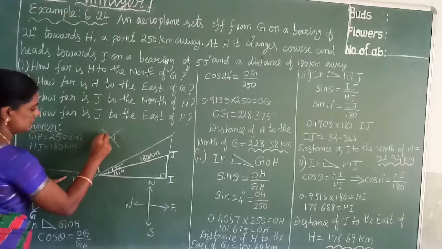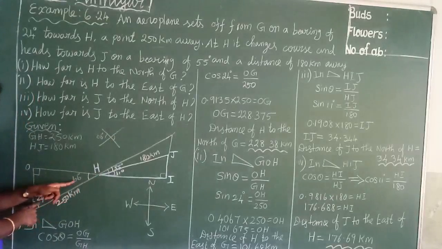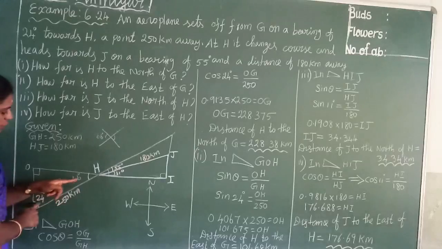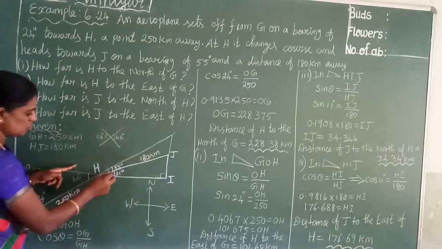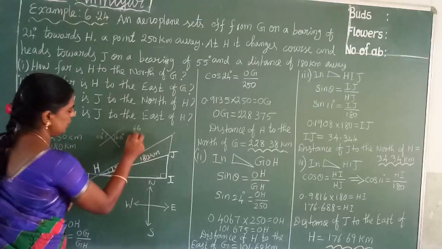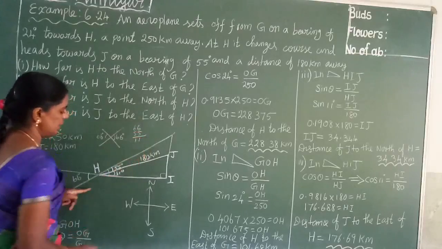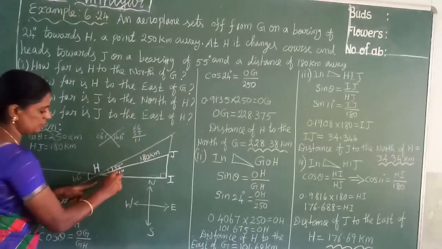This angle is 66 degree. How do we find the 66? Sum of the angles of a triangle is 180 degree. This one 90, this one 24, means this one is 66 degree. So definitely this angle is also 66 degree. So already 55 degree is this one. So 66 minus 55, what is the remaining angle? 11. So this angle is 11 degree.